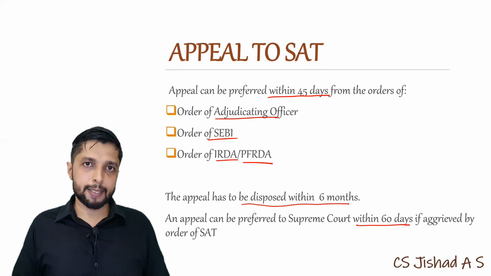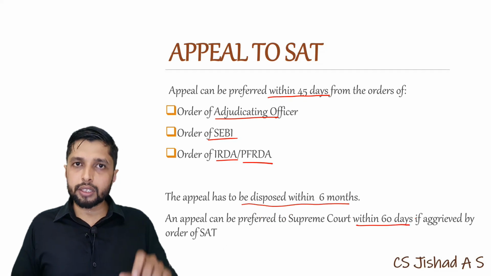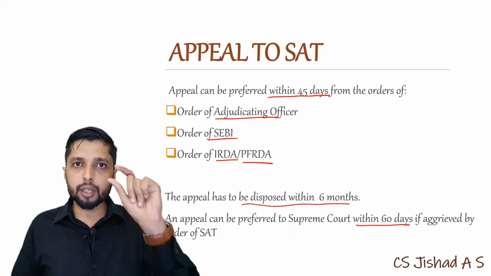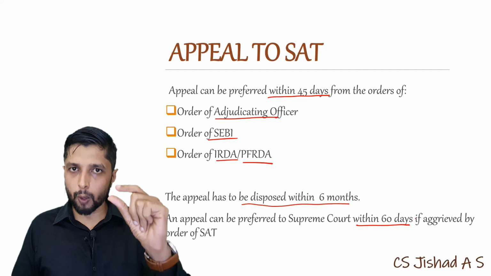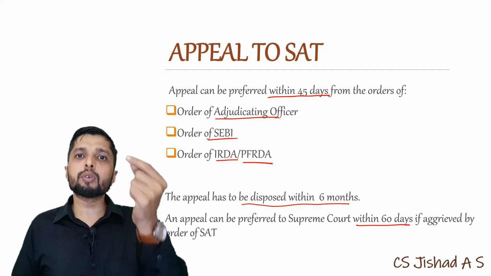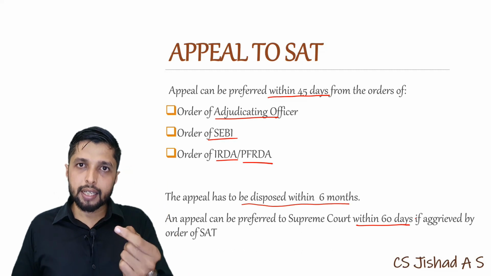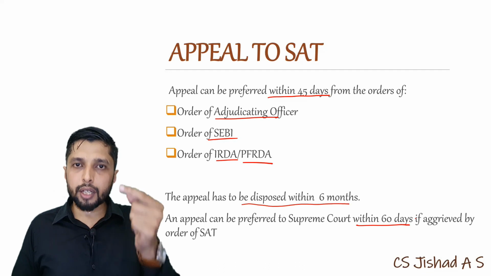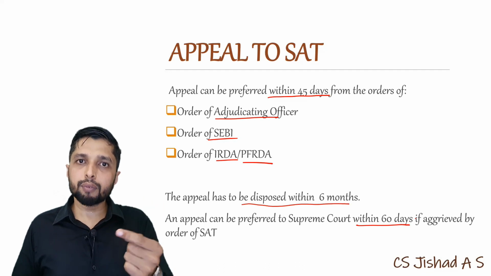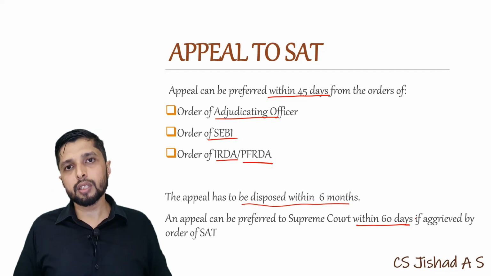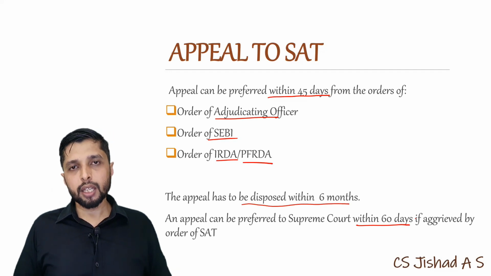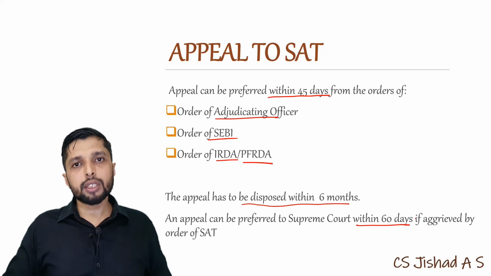So the procedure is that the adjudicating officer or SEBI will be passing an order. That can be appealed within a period of 45 days to SAT, and if you are aggrieved with the order of SAT, a further appeal can be preferred to the Supreme Court within a period of 60 days. Okay, so these are the provisions related to the SEBI Act 92.